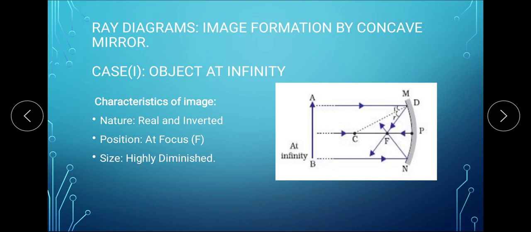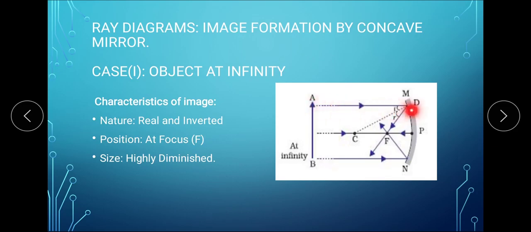Students, we are going to draw 6 ray diagrams in case of concave mirrors by placing the object at different positions. So we'll start with case 1 when the object is at infinity. Students, as the object is at infinity, it is too far from the mirror, so all the rays which strike the mirror will be parallel to each other.